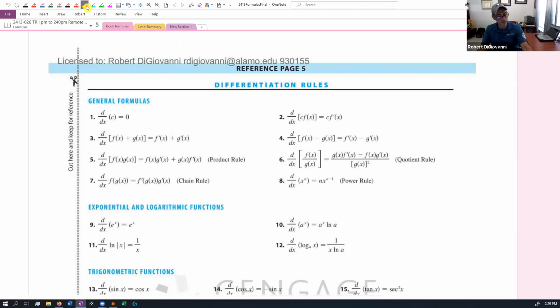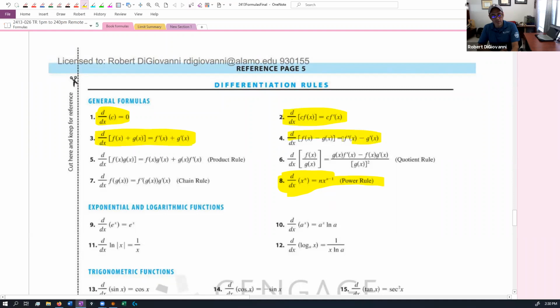You'll see first, the derivative of a constant is 0. We learned that, didn't we? We learned that formula 8, the power rule, that the derivative of x to the n is nx to the n minus 1. We learned formula 2, that constants come for the ride, right? We also learned that if you add two functions together, you can take the derivatives of them separately. We learned that if you subtract two functions, you can do them separately. We learned all that today.